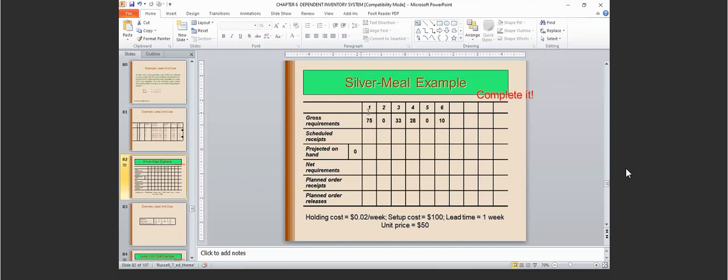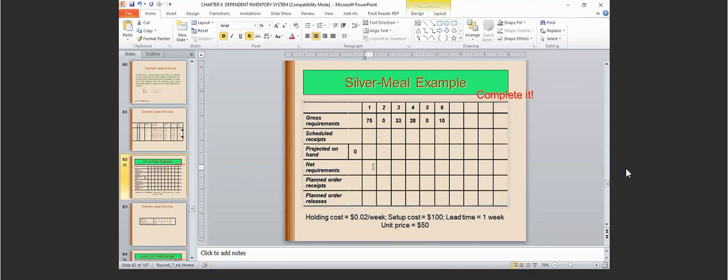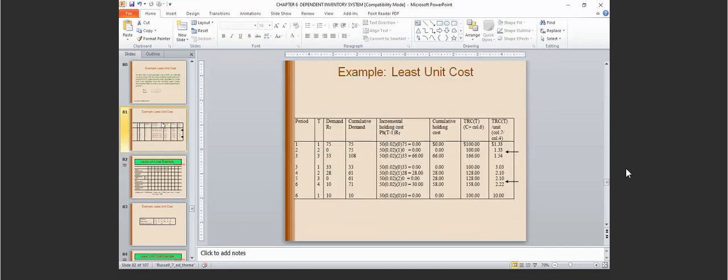So for the first period, since we don't have any projected on-hand inventory, the net requirement will be 75, and we need to determine the plan order receipt here based on the list unit cost. According to list unit cost, the total relevant cost needs to be divided by cumulative demand.